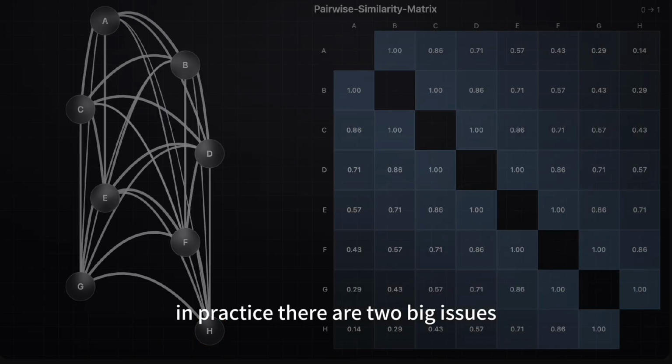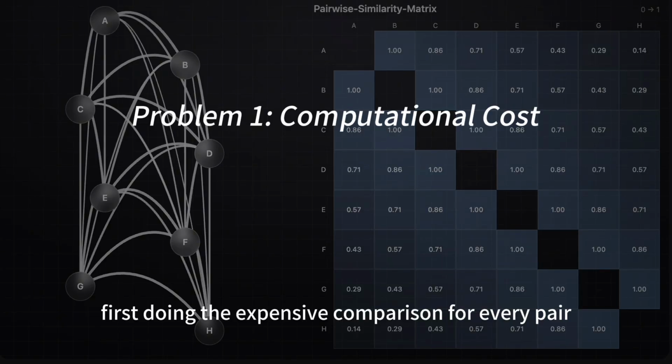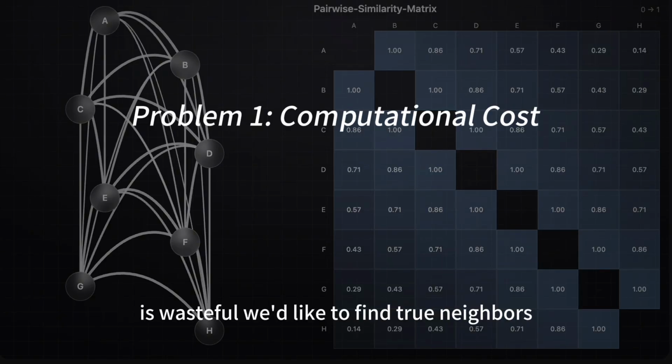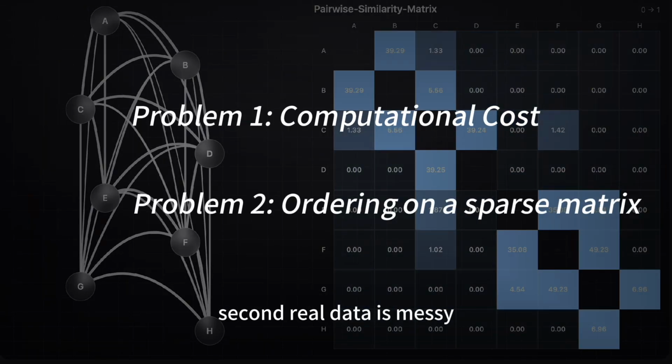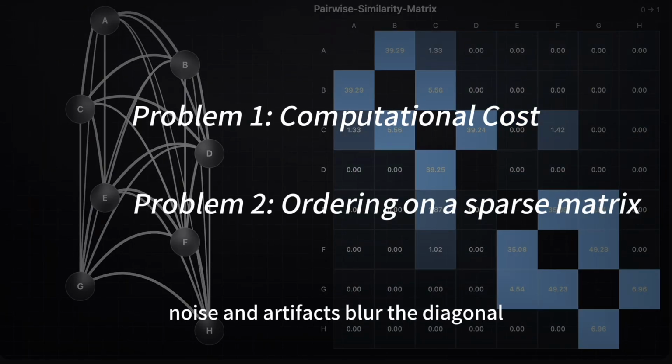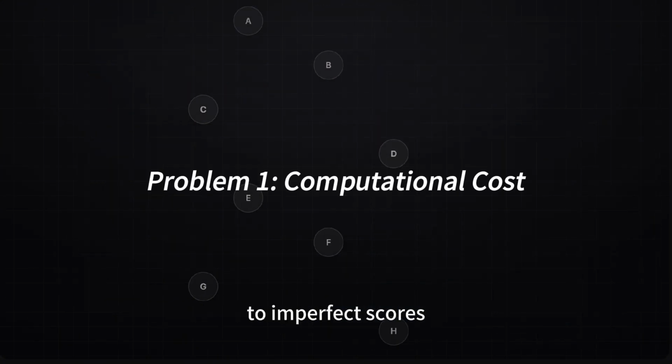In practice, there are two big issues. First, doing the expensive comparison for every pair is wasteful. We'd like to find true neighbors without touching all pairs. Second, real data is messy. Noise and artifacts blur the diagonal. So we also need a way to read the order that's robust to imperfect scores.